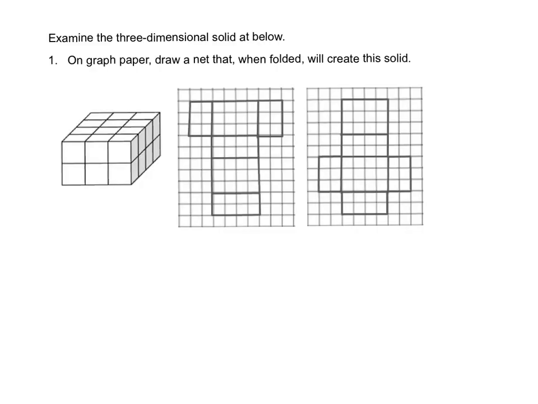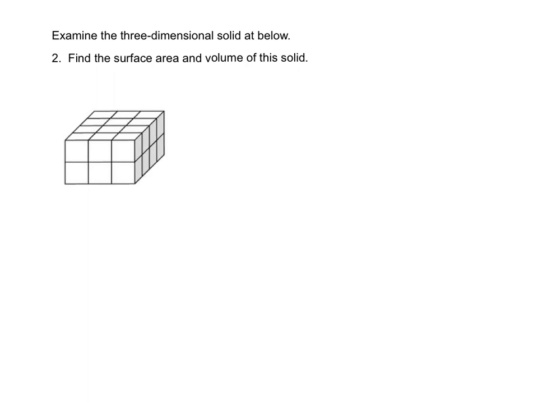So here we have a rectangular prism, and next to that rectangular prism we have two different nets. Again, a net is just a two-dimensional representation that, when folded along the dark lines, will fold into a three-dimensional figure, which is the prism. Now let's take a look at this prism and see if we can find the volume and surface area.